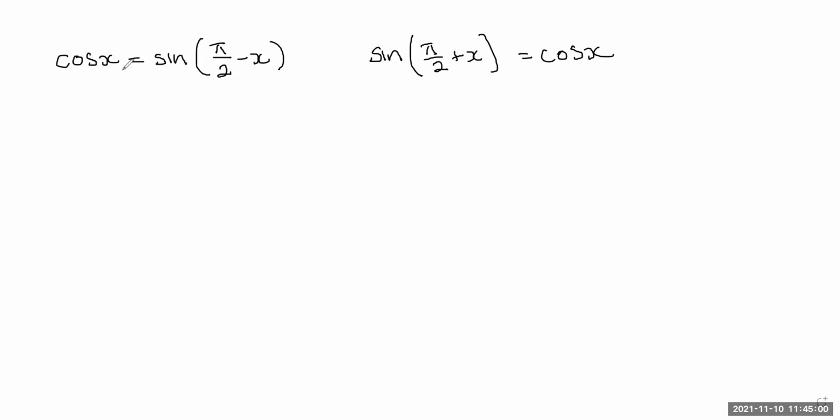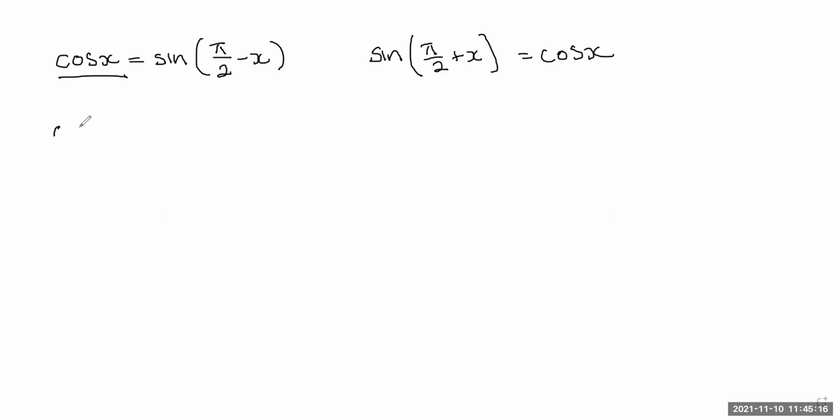An email came in asking, how does cosine equal both sine of pi minus x, and also pi over 2 minus x, and sine of pi over 2 plus x? The short story of it is the CAST rule, right?